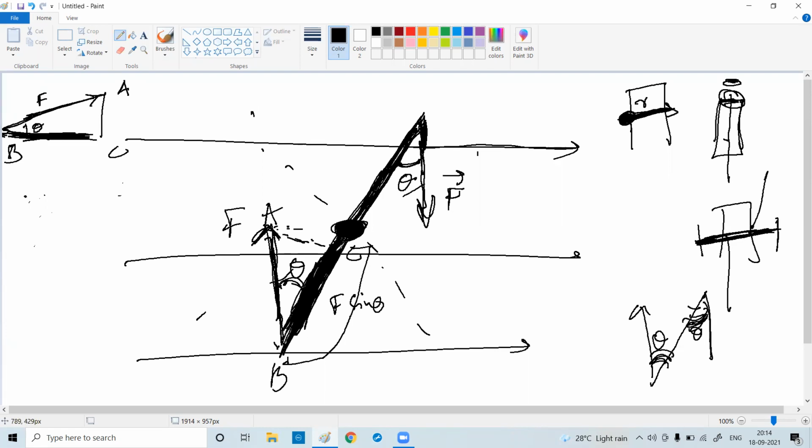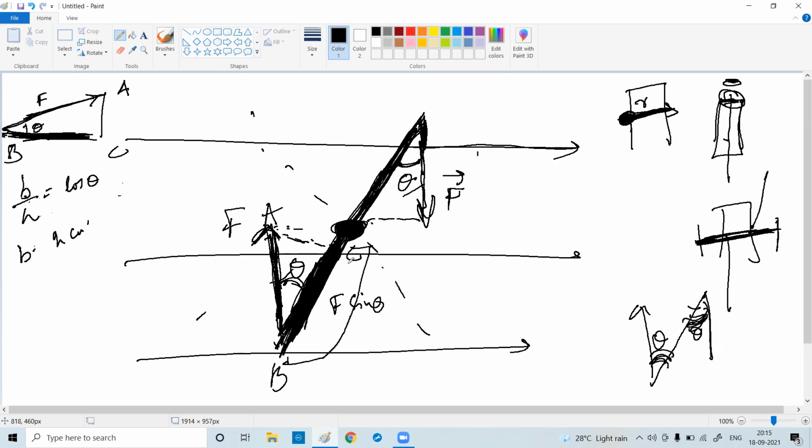We will do sine theta or cos theta. Wait, what is this one? This is your F. F is the hypotenuse. So B by H equals cos theta. So B is the base. Then B equals H cos theta, that is F cos theta. This should be sin theta. Okay, I'll come to that. So currently just treat this as F sin theta.